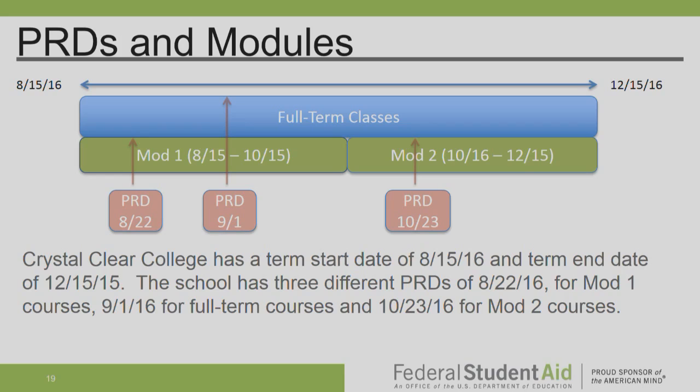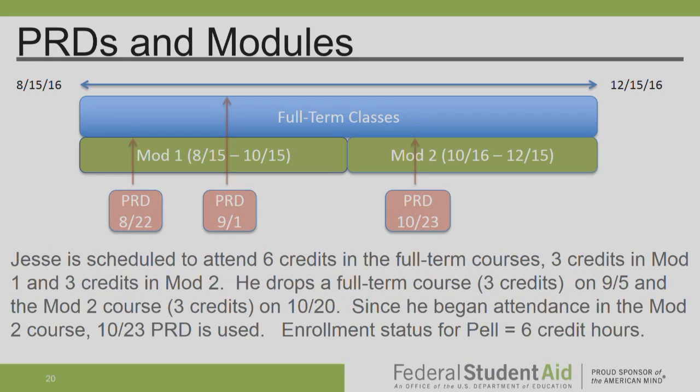Now remember, it's just when a student begins attendance that the Pell recalculation date is going to become activated in those associated courses, okay? So that's the layout so far. Let's look at some students and what happens to them. Now, Jesse, as an example, is scheduled to attend, follow me along here, with 6 credit hours in the full-term courses, 3 credits in Module 1, as well as 3 credits in Module 2. So far up front, the student is a full-time student, okay?